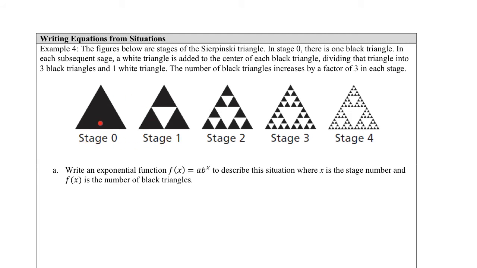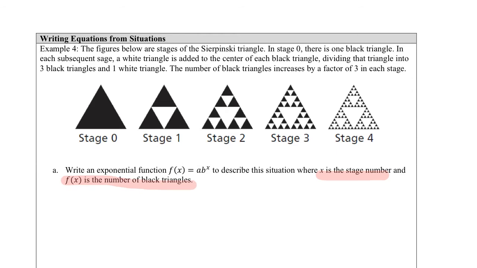Stage 0 is 1. Stage 1 has 1 white and 3 blacks. Stage 2 has 4 white triangles and 9 black ones, and so on. So letter A says, write an exponential function, f of x equals a b to the x, to describe the situation where x is the stage number and f of x is the number of black triangles.